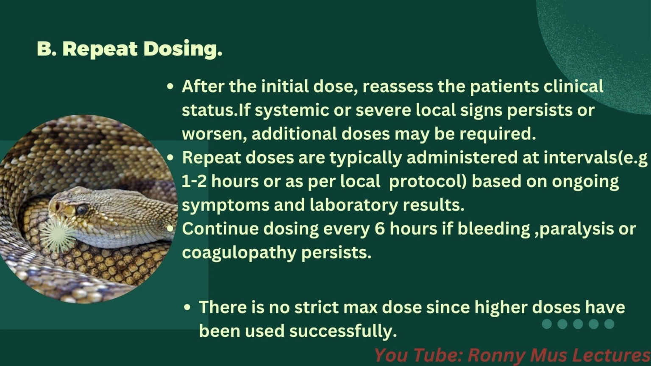What about the maximum number of vials to be administered? There is no strict maximum dose. Why? Because even higher doses have been used successfully, let's say up to 30 vials. But sometimes when you go up to 50 vials and you realize that the patient is not responding, maybe you could be using the wrong type of ASV. So you need to look at that among other reasons.